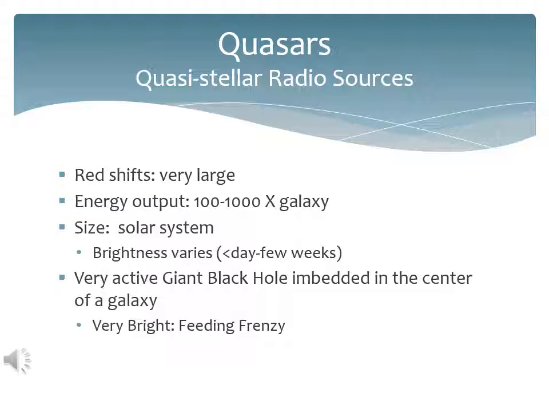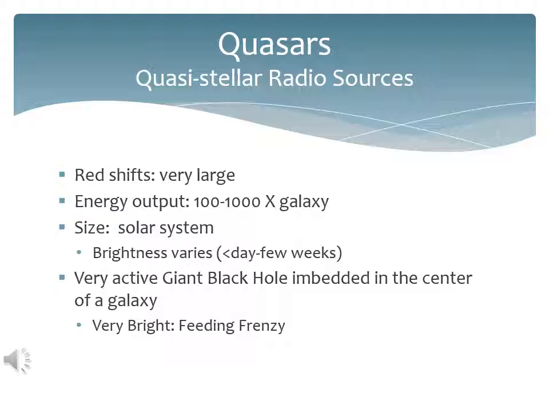Now, in order for you to see a very distant object, it's got to be very bright. And the calculation said these things were extraordinarily bright. 100 to 1,000 times the brightness of a galaxy. Well, remember, a galaxy can have billions of stars in it. So how can you have a single object brighter than 1,000 billion stars or more? Particularly, when they did further calculations, they realized that this single object had to be maybe the size of our solar system. And our solar system, remember, is just a tiny speck compared to a galaxy.